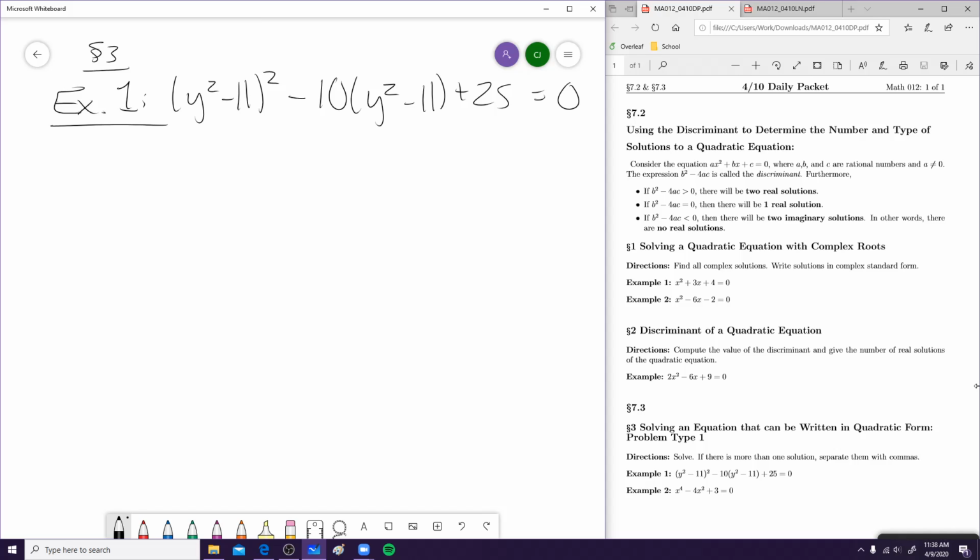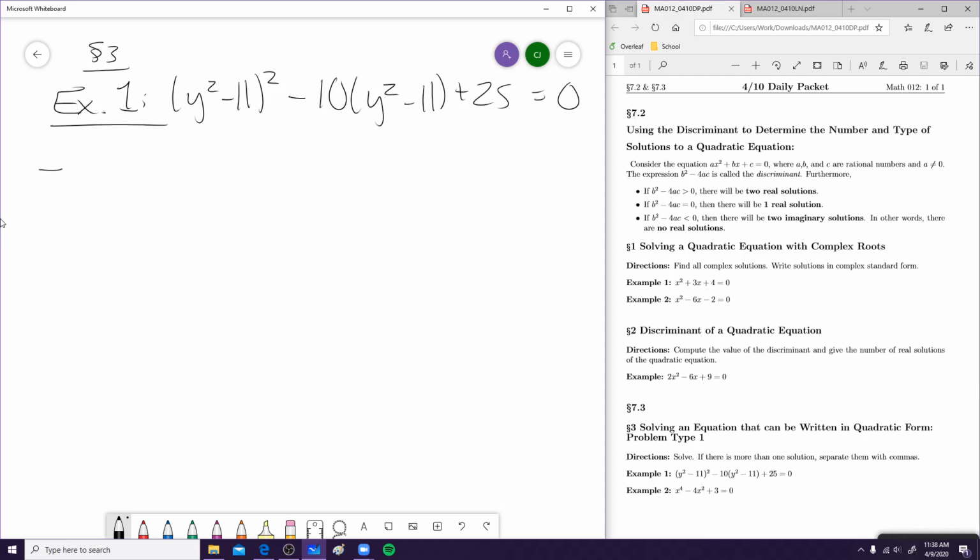and if there's more than one solution, separate them with commas. Our first example, we want to solve: (y squared minus 11) quantity squared minus 10 (y squared minus 11) plus 25.